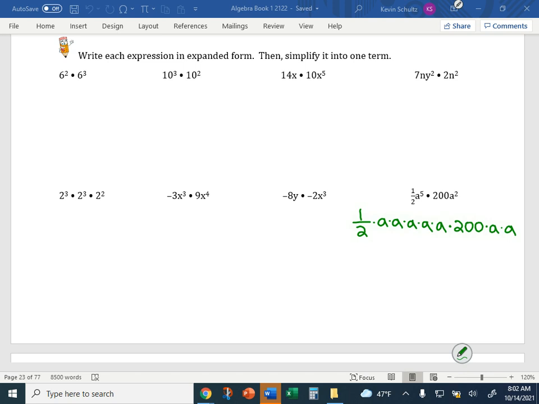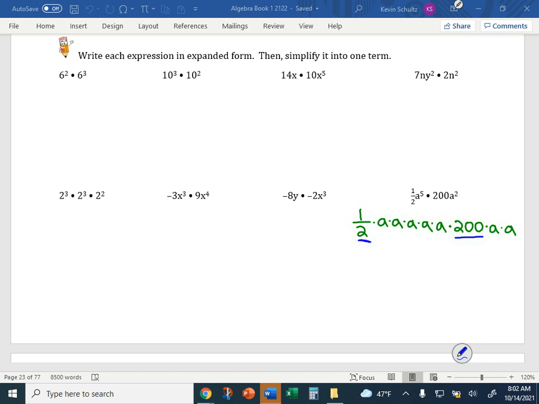Okay. So now that it's in expanded form, you look for: do I have any coefficients? What do I do with them? What are my bases? Okay. And then how many of that base do I have? So coefficients, we've got 1/2 and 200.